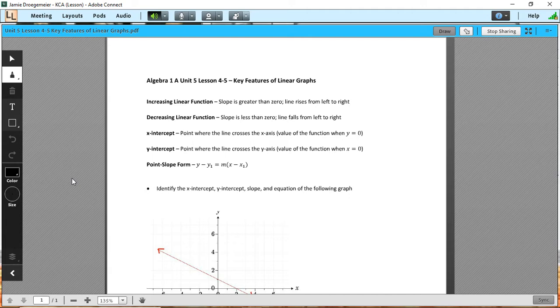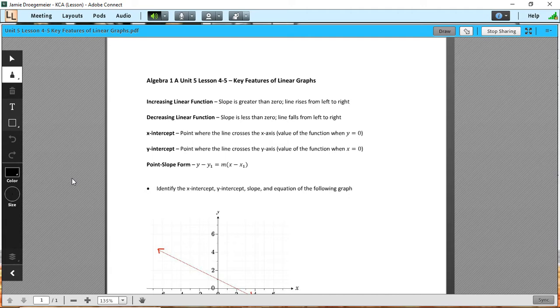Today we are looking at lessons 4 and 5 from Unit 5, Key Features of Linear Graphs. In our last lesson, we talked about some different forms of linear equations, what those graphs look like. Today we're going to continue on with that, look at one new format of a linear equation that we can use. So let's jump in with some of these vocabulary terms.